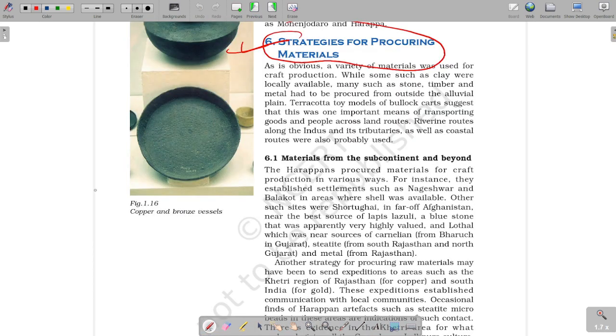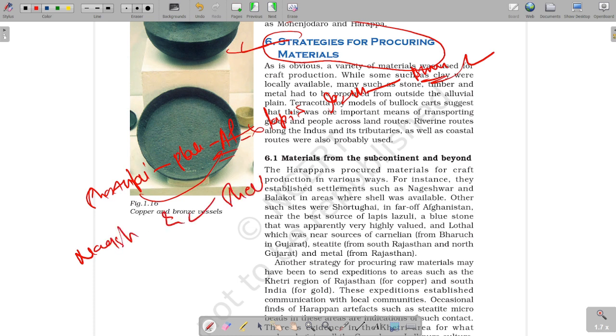Now the strategy was like this. The place called Shortugai, in Afghanistan, was a place for procuring lapis lazuli, which is a blue colored material used for making artifacts or beads. Nageshwar and Balakot, as we have seen earlier, for shells. Lothal for carnelian. Steatite was procured from South Rajasthan and North Gujarat.